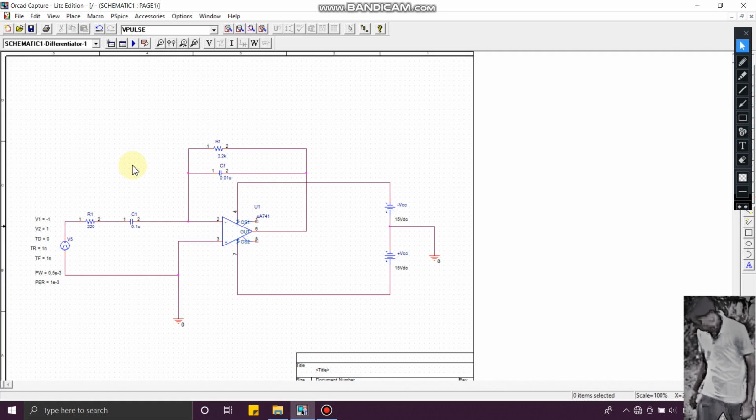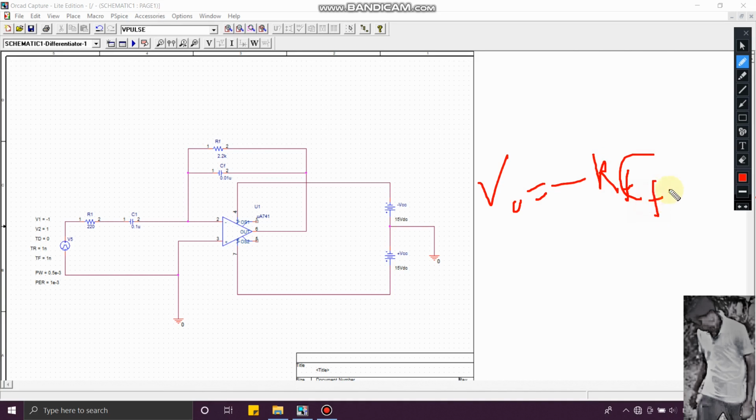In a differentiator my output is minus RF CF dVi by dt. My output is minus RF into CF into dVi by dt.